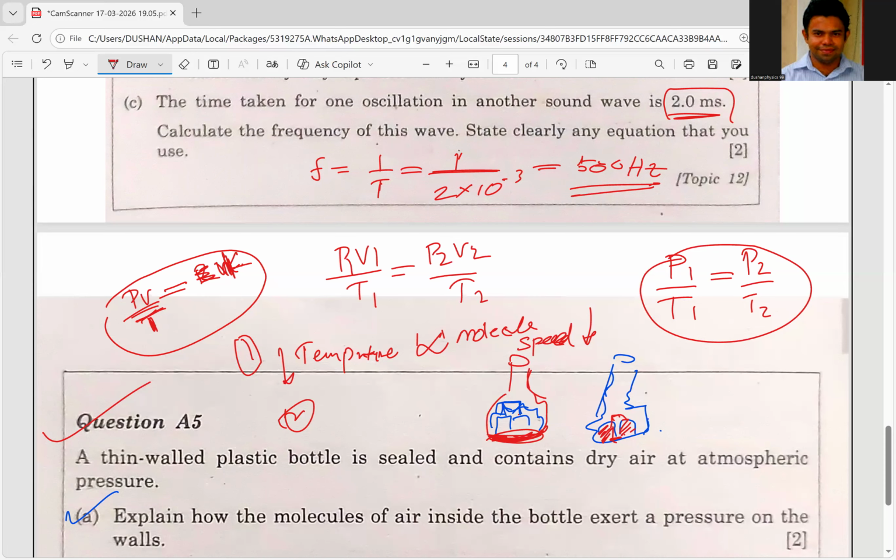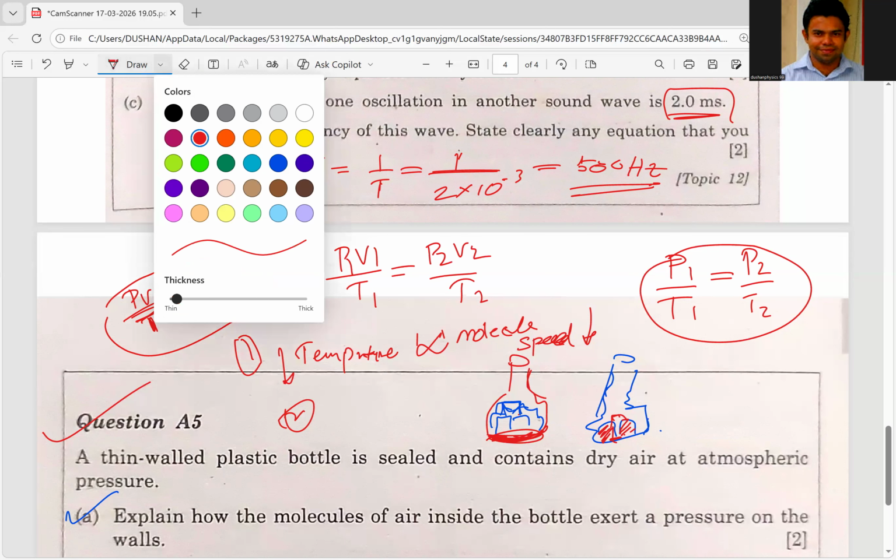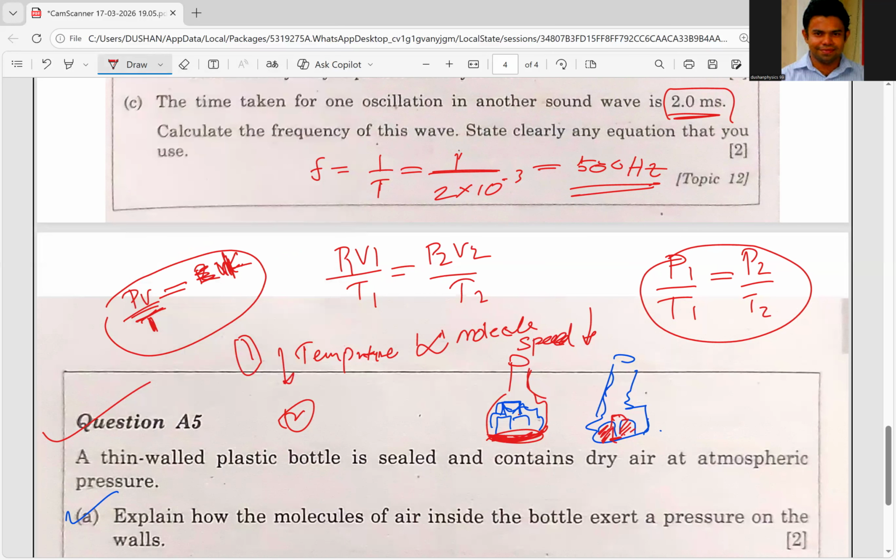Yes, sir. So in Boyle's law, what are you going to keep constant? Temperature. In Boyle's law, P1V1 equals P2V2, because the temperature is constant and cancels. That's how it comes. You got my point? Yes, sir.